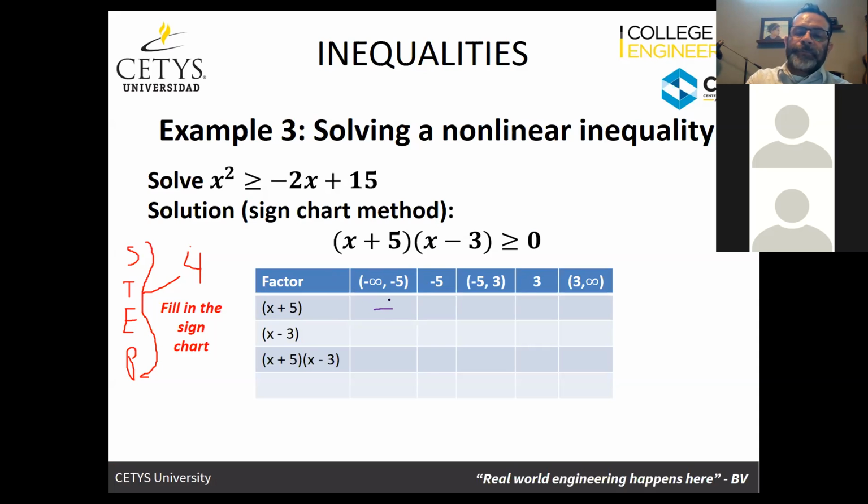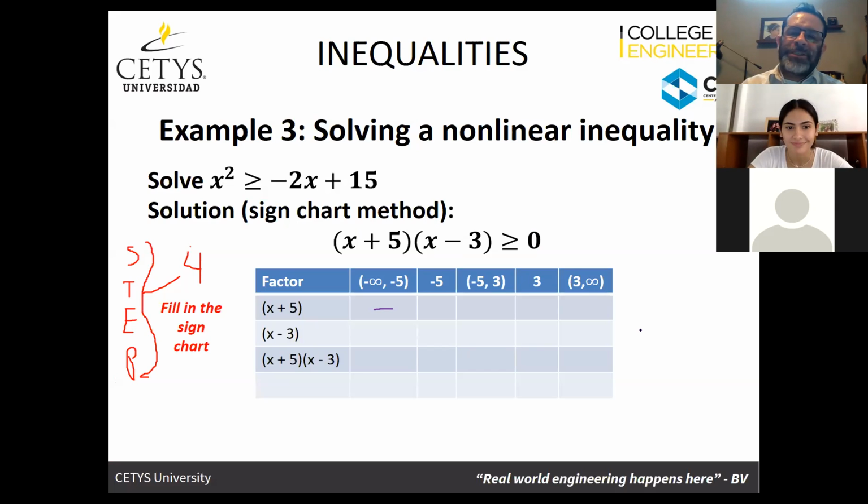Okay. Now, let's see. Andrea, and remember when I call upon you, please turn on your cameras. Thank you very much, Andrea. Let's look at the next factor, x minus 3. If I take any number in this interval, and choose any one you want that's within that interval, what is the sign I get? So choose a number. Choose any number that's between minus infinity and minus 5, anyone.